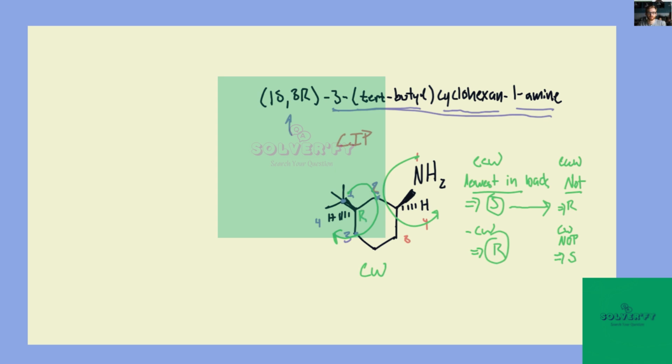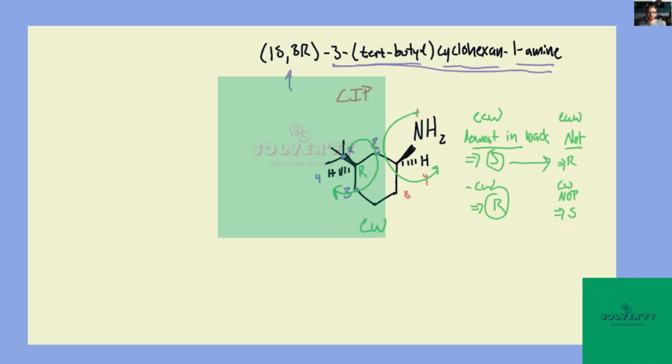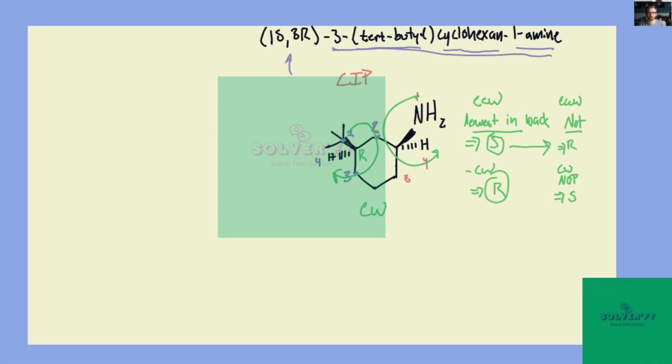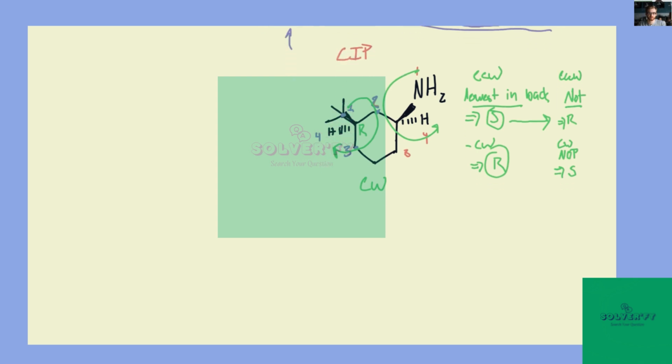So we have an R at carbon 3, which means the structure we drew, or the guess we made, was correct. So now I will just redraw this on its own, just to make it a little cleaner, leaving out the unnecessary implied hydrogens, NH2, and tert-butyl.